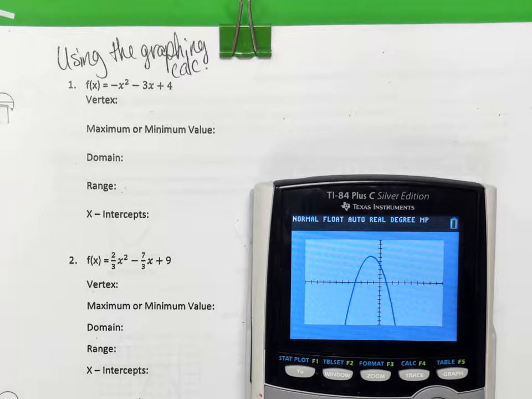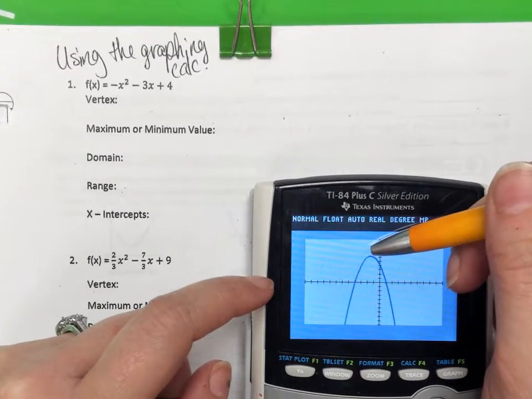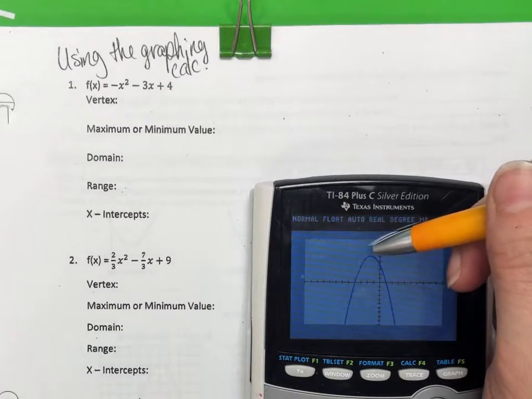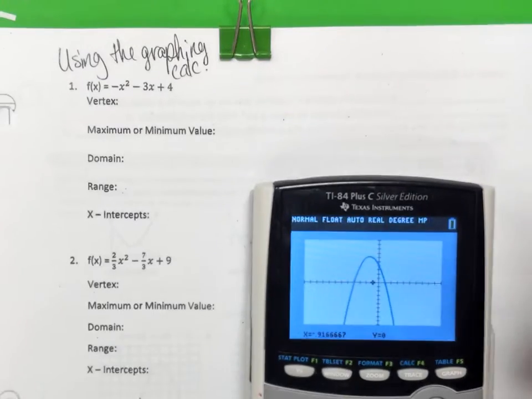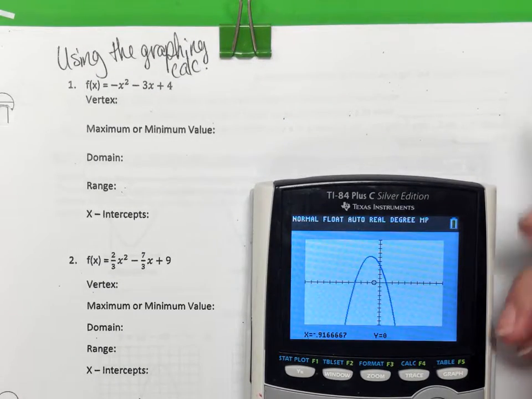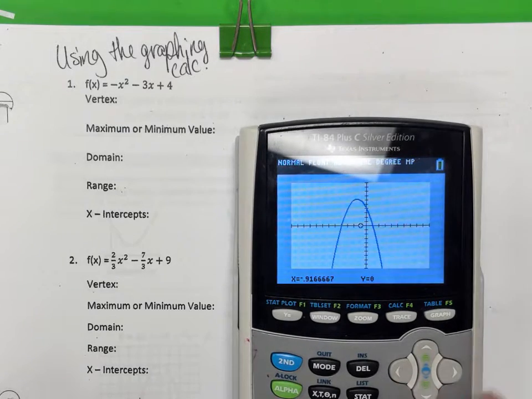All right, so I'm looking for my vertex. So which piece of this graph is the vertex? Where that little line is at the dot at the top. The dot at the top, right? Okay, so your calculator will give you that point. You ready? You're about to learn something new. Here we go.